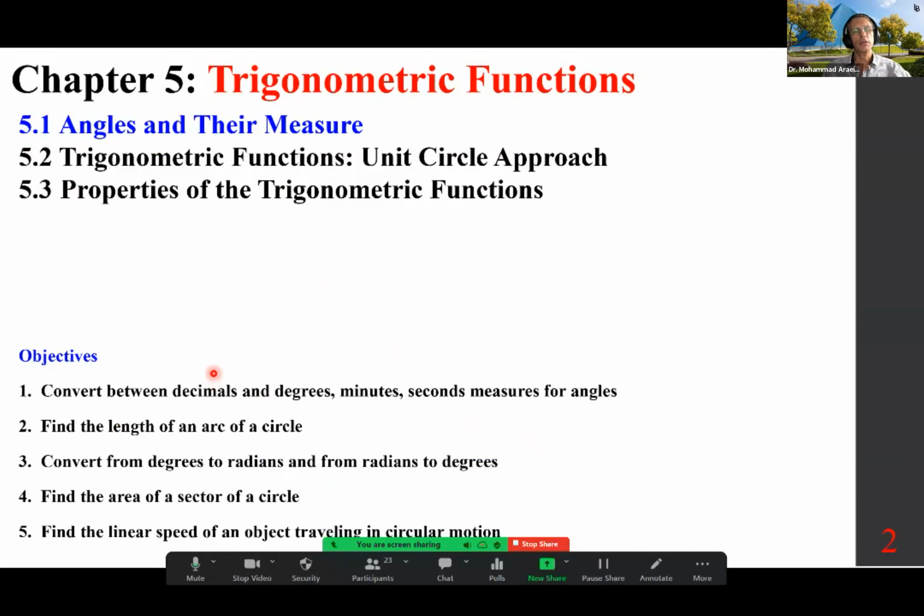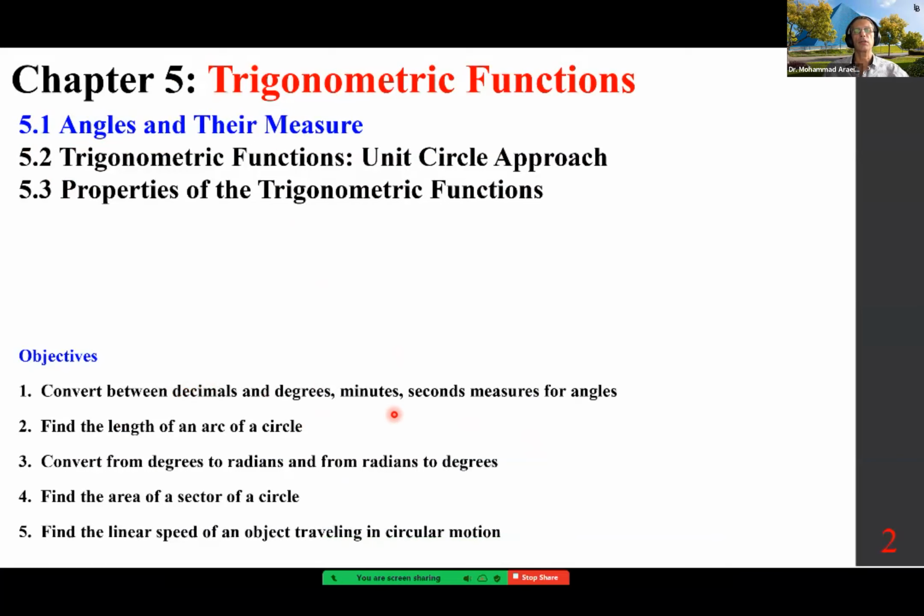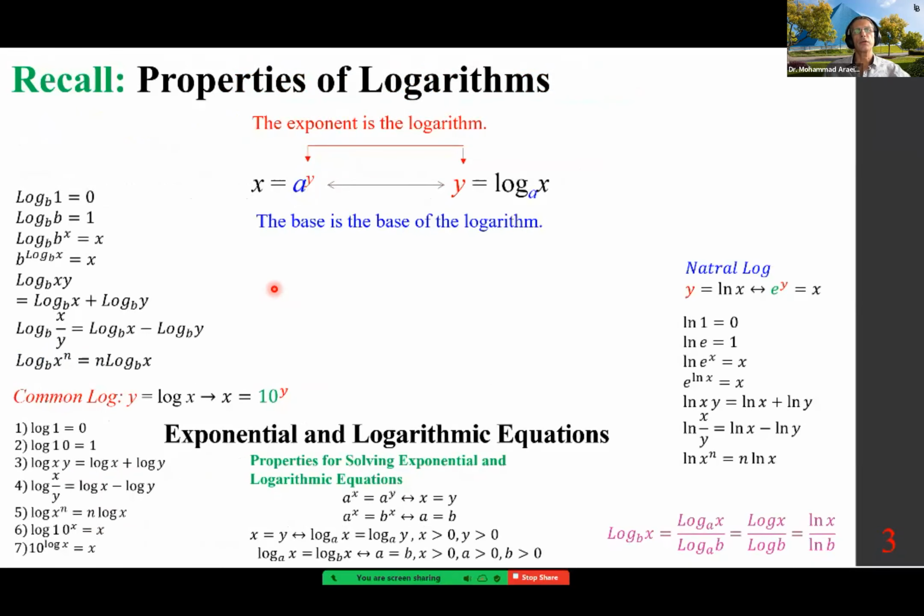And the objectives are convert between decimal and degree, minutes, seconds, and so on. Find the length of an arc, convert from degrees to radians, area of a sector, and linear speed of an object. So first, I'm going to leave you to look at those later on your own.